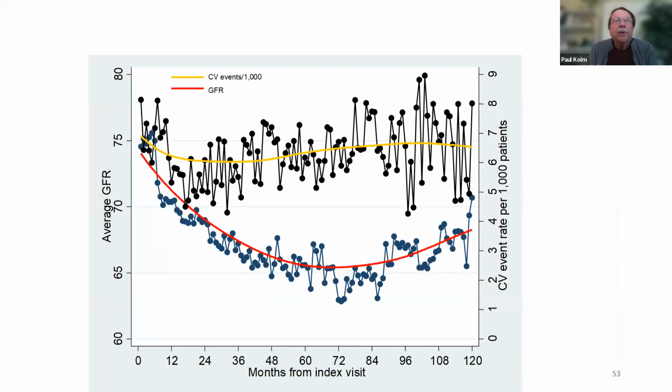And then here's sort of the same thing for 2 different variables for cardiovascular events, which are in the yellow. And so the axis for that is over here, the events per 1,000 patients. And so this is my locally weighted smoothing function. And then for change in GFR over time, this is the function that I get. And so you can see it's a pretty good representation of the trends over time for those 2 variables.